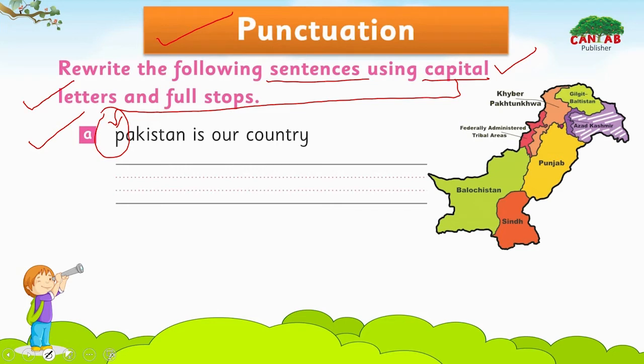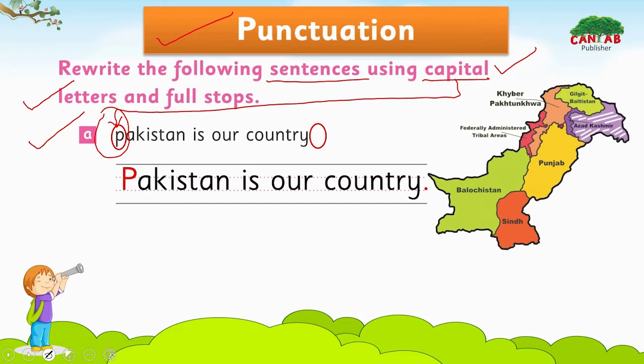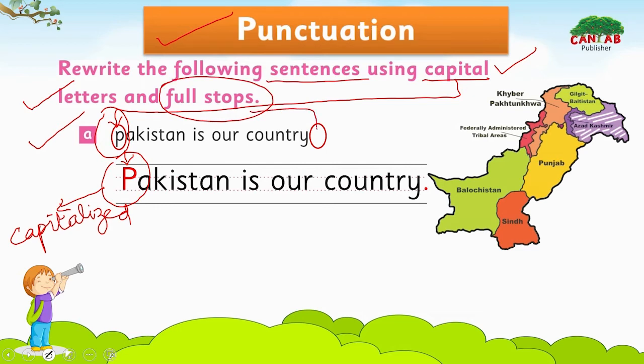So the first sentence is Pakistan is our country. What would be its corrected form? This is its corrected form. You have straight away noticed that the first alphabet is what? That is capitalized. And the second thing is that at the end of every sentence there should be a full stop. So we have marked the full stop at the end of the sentence. So this is the correct version of sentence 1.